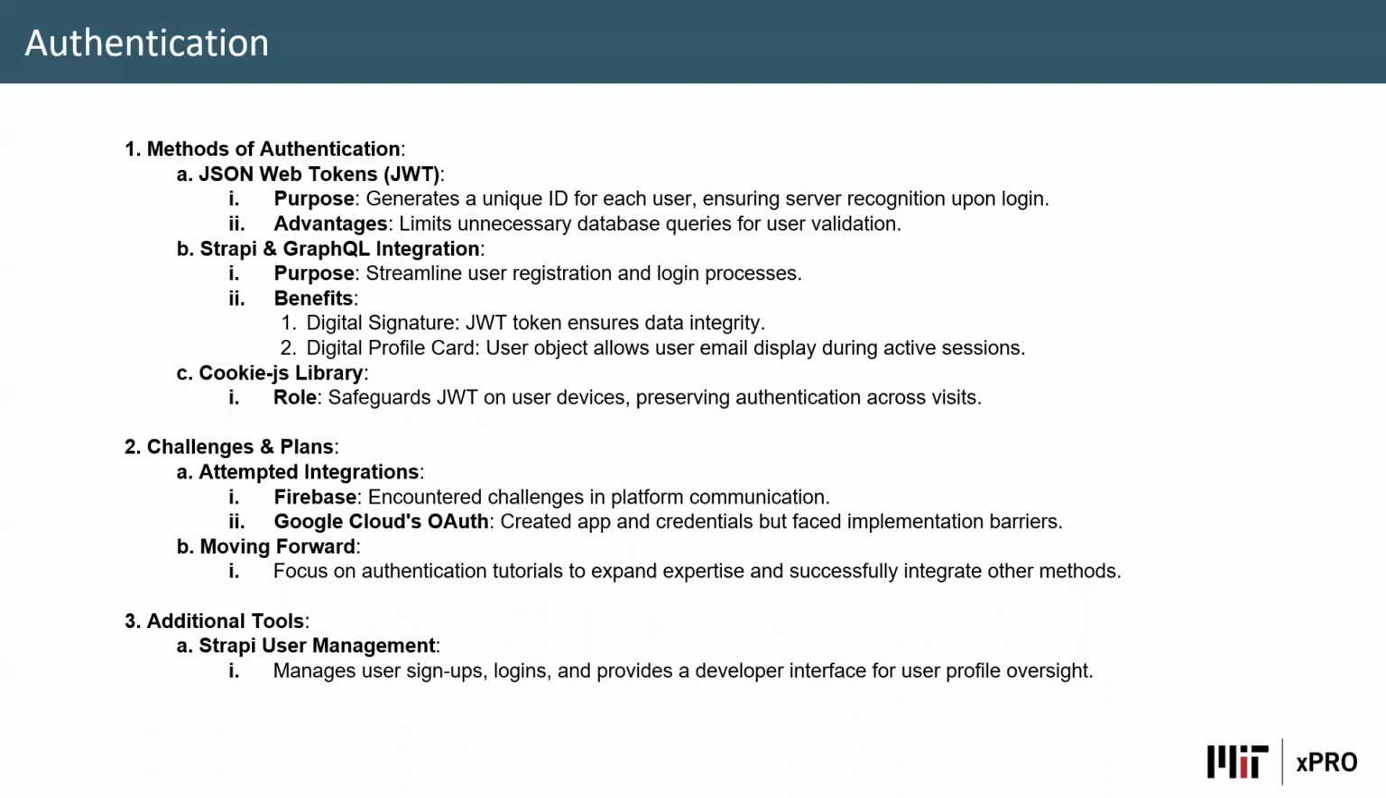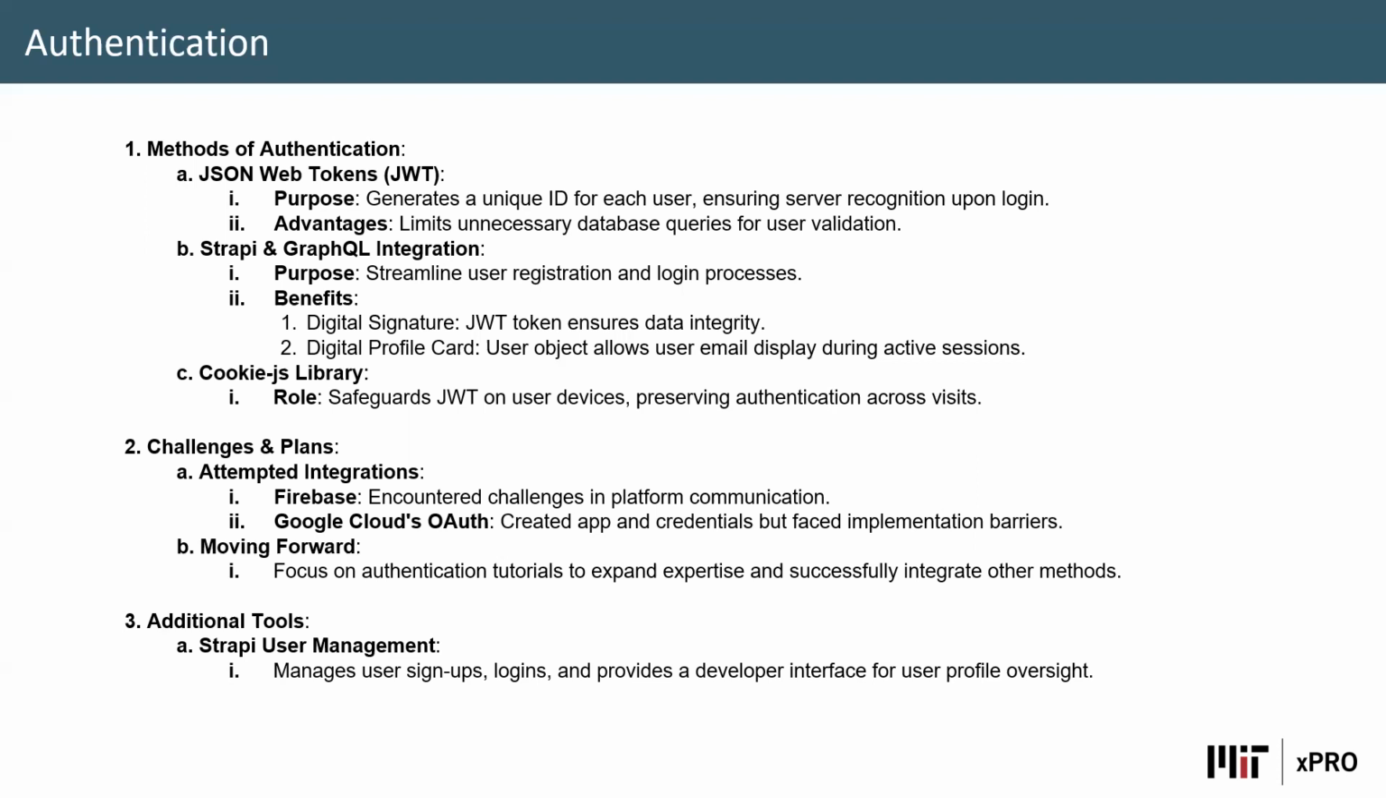With Strapi, when the user signs up or logs in, two things are generated. The first is the token, which acts as a digital signature. It maintains user privacy and makes sure the data they send or receive is unaltered. The second is a user object, which acts as a digital profile card. This allows for the user email to be displayed in the website header while logged in. Additionally, the cookies.js library was added to act as a secure vault on the user's device, storing the token and ensuring that the user remains authenticated on subsequent visits.